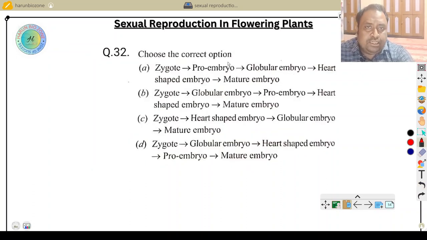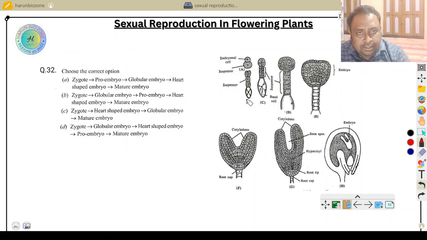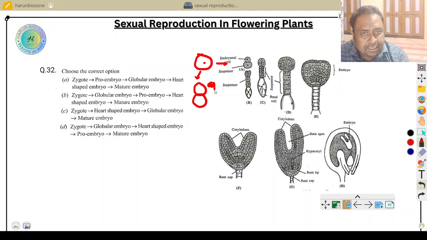The last question is: choose the correct option. Zygote, proembryo, globular embryo, heart shaped embryo, mature embryo. So here the correct answer is A. Let me explain. This is the zygote. The first division of the zygote produces two cells, the apical cell and the basal cell. The basal cell produces the suspensor cell, and the apical cell produces the embryonic cell.